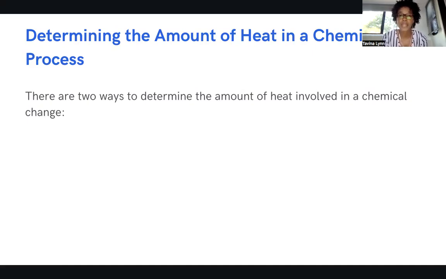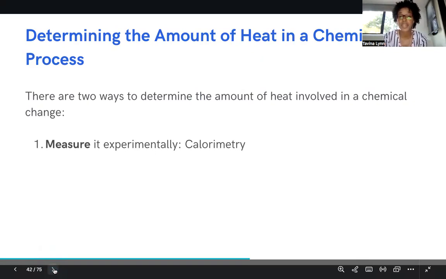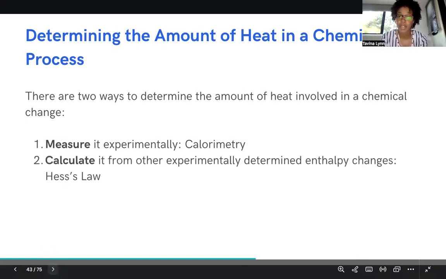And there's two ways that we can determine the amount of heat transferred or that flows in a chemical process. One way is we can measure it experimentally through a technique called calorimetry. And the other way is we can calculate it from other experimentally determined enthalpy changes. And this is based on something called Hess's law. So I want to talk about these two methods next.